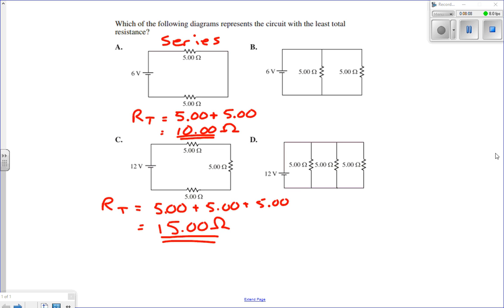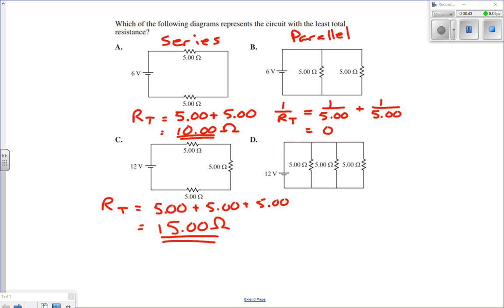So we already can see that A is less than C, but let's do B and D. Now these two are both parallel circuits. They're parallel because the electrons have more than one path they could take through the circuit to complete the circuit, which means we're going to use a different formula. 1 over RT will be equal to 1 over the first resistance plus 1 over the second resistance. So I'm going to use decimals again rather than fractions here to solve it. It doesn't really matter, you can use fractions.